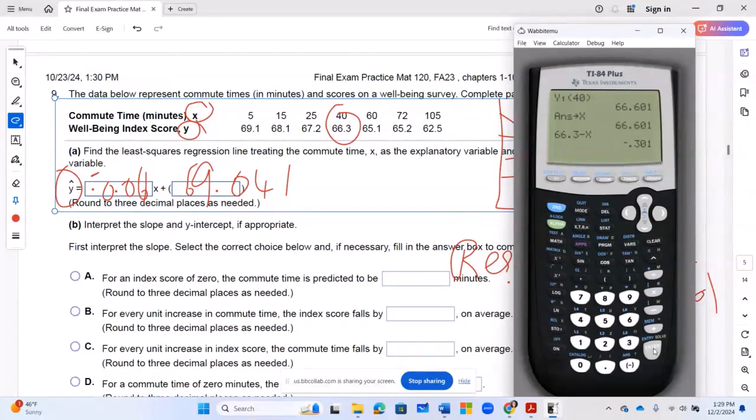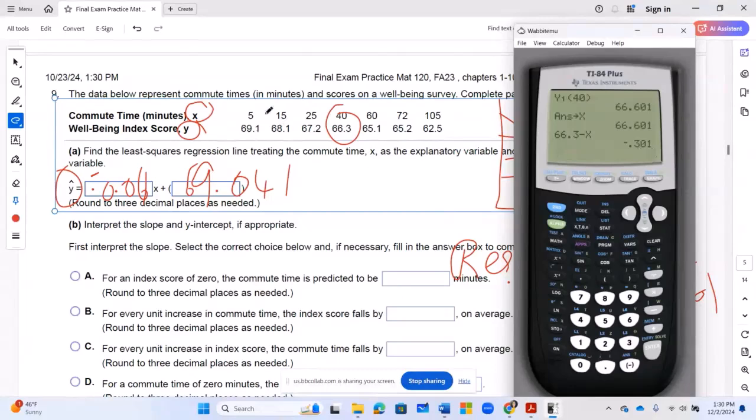What does it mean? It means that this point is not on the line, it's actually below the line. How do I know it's below the line? Because it's negative. Whenever the residual is negative, it's below the line. When the residual is positive, it's above the line.